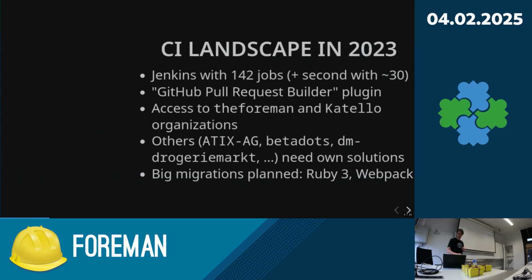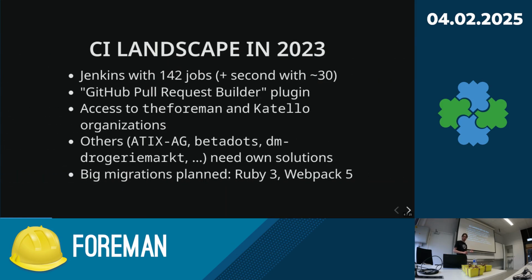If we look at where we were in 2023, we had a Jenkins installation with 142 jobs, and also a second Jenkins installation with another 30-ish jobs. And well, it was a bit old. We used the GitHub pull request builder plugin. We technically still do somewhere, but it's been unmaintained for a long time. There are known issues with it, so we had to do something anyway.